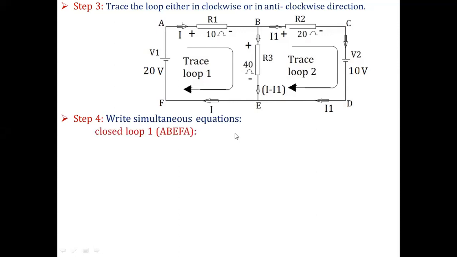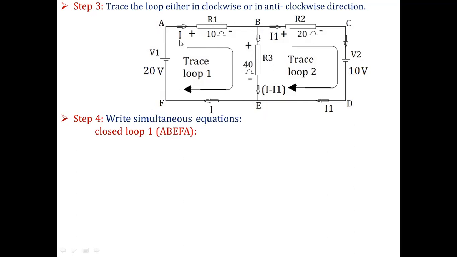This equation only we have to write down. First one, closed loop 1. How many loops are there? 2 loops. This is one loop, this is one loop. So loop 1 starts from A to B, B to E, E to F, F to A. So A, B, E, F, A is the one loop we are going to consider. Based on this loop, we have to write the equation.